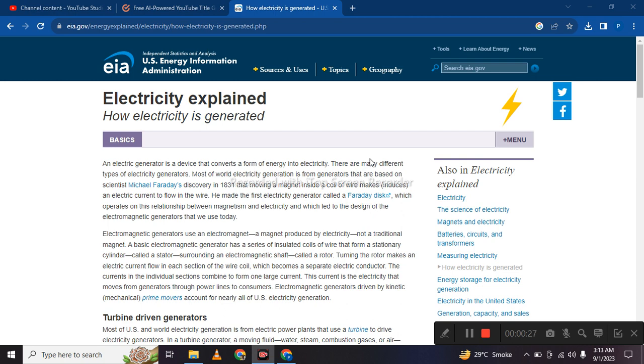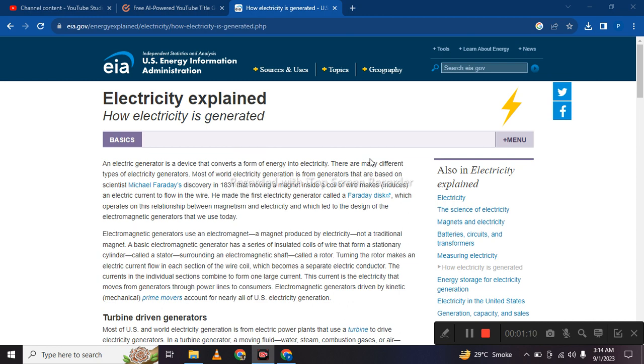Most of the world's electricity generation is from generators that are based on scientist Michael Faraday's discovery in 1831 that moving a magnet inside a coil of wire induces an electric current to flow in the wire. He made the first electricity generator, called a Faraday disc, which operates on this relationship between magnetism and electricity, and which led to the design of the electromagnetic generator that we use today.